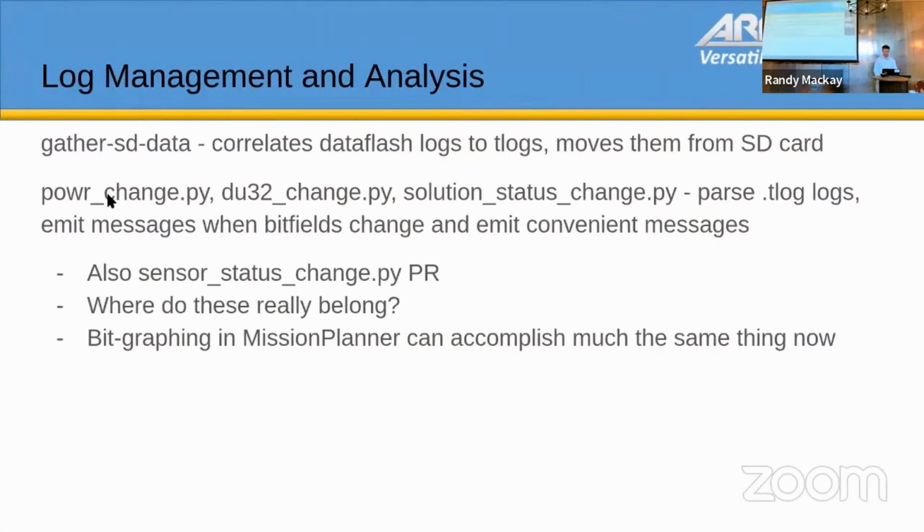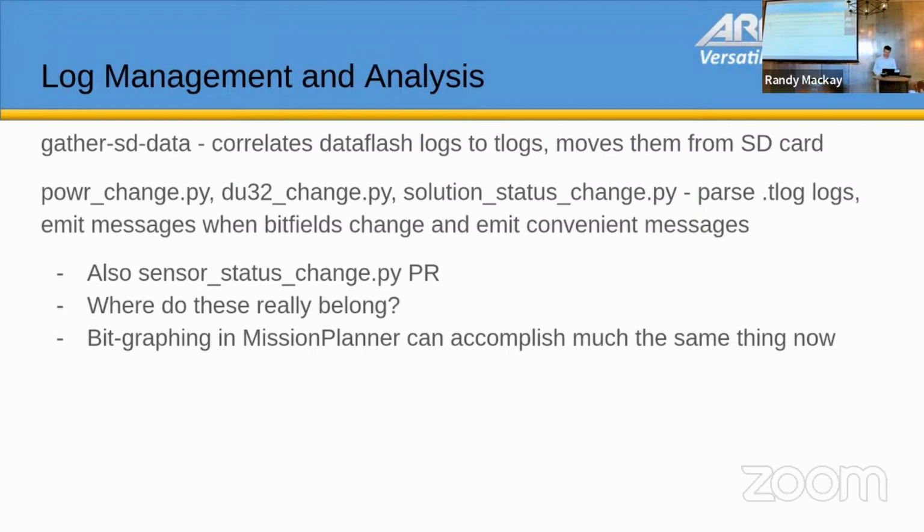Other scripts here are much the same. So powerchange.py tells you how the power inputs to the autopilot have changed over time. Many modern autopilots can source their power from different places, so pairs of power bricks and USB and servo rails, I guess, and whatever else. If they're reflected in the power message, then this will tell you how they've changed over time. So if somebody was relying on USB and they suddenly lost USB supply, this should tell you.